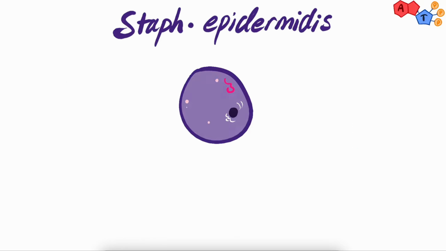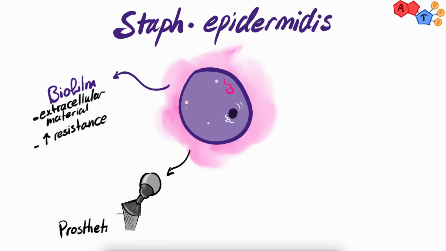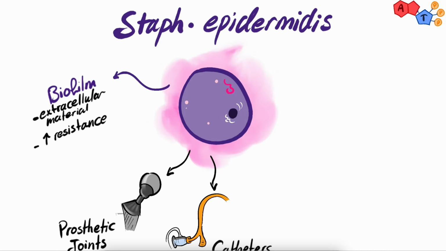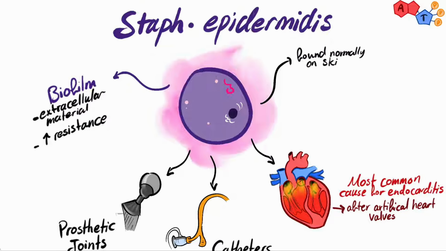Now let's talk about Staph epidermidis. Staph epidermidis can produce a biofilm layer, which is an extracellular material irregularly organized to protect the bacteria, which makes it more resistant to be washed off by regular ways and to some antibiotics as well. That's why it's usually related to implants. An example of an implant is a prosthetic joint or a catheter. Interestingly, Staph epidermidis is the most common cause of endocarditis after artificial heart valve surgery. Along with Staph aureus, Staph epidermidis is normally present on our skin. And again, that's why penetrating the skin with unsterile tools can result in serious problems.